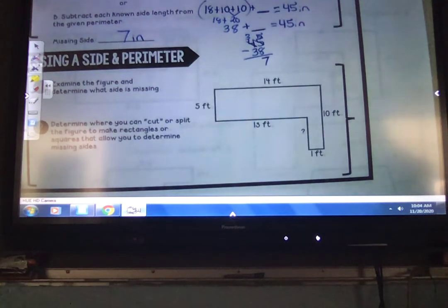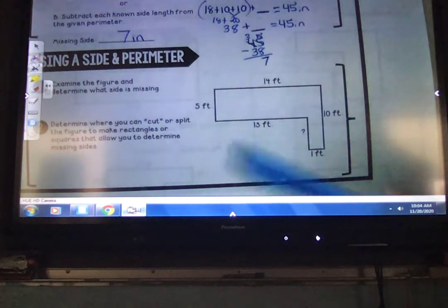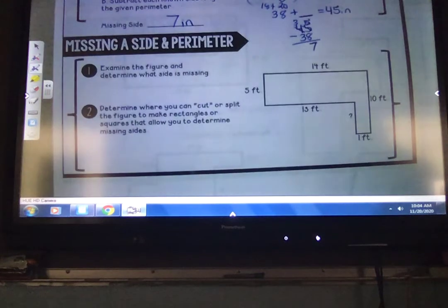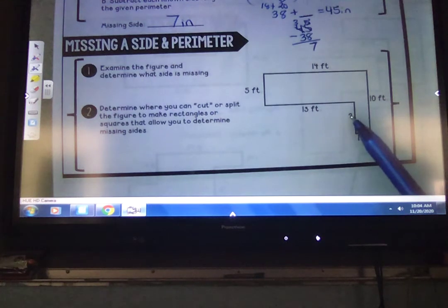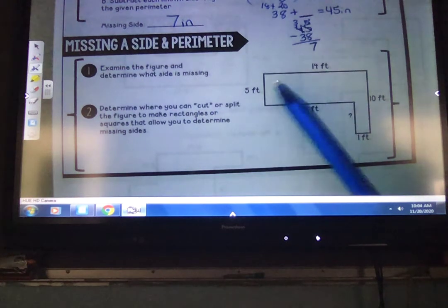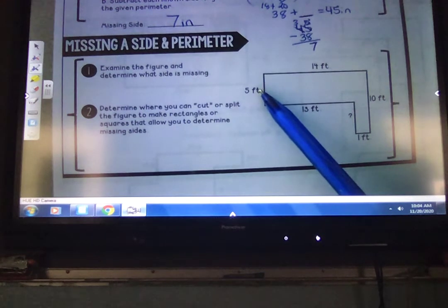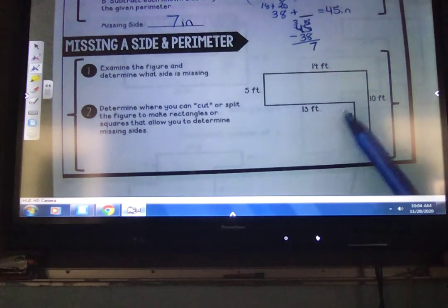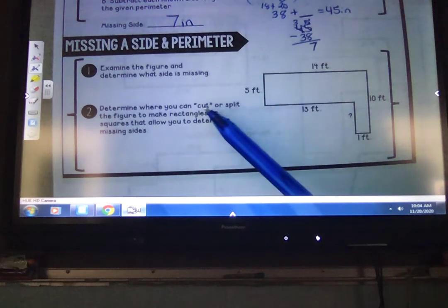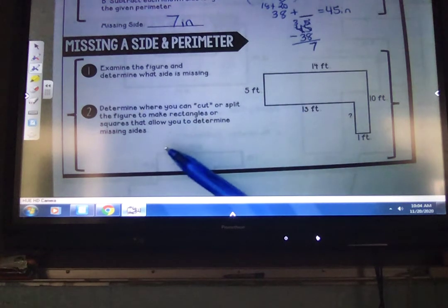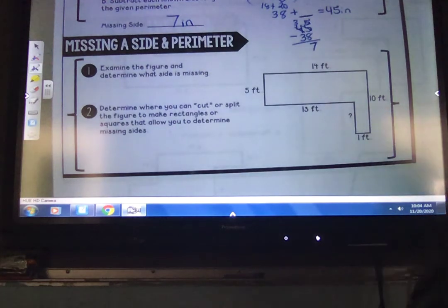We have this irregular shape, not really any shape that we've seen very much. We have a 14, a 10, a 1. We don't know. We have a 13 and a 5. Okay, so this side here is missing. Determine where you can cut or split the figure to make rectangles or squares. So sometimes we have to use the sides that we're given. They don't tell me a perimeter on this one. So I'm going to have to use the other sides to figure out what this missing side is.